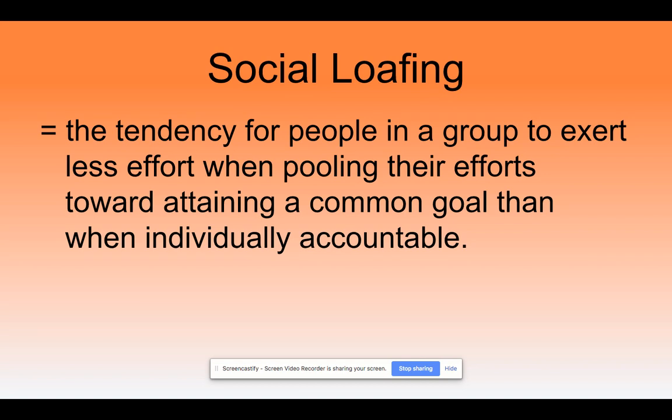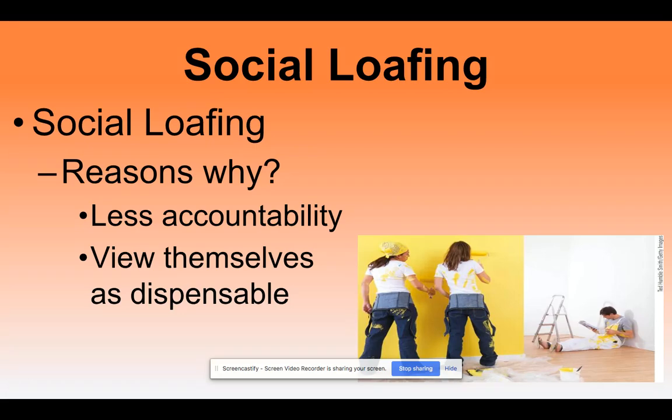We've all probably been sort of the victim of social loafing, where we have to pick up the slack for people who aren't participating. And at some point, I'm sure that we've all been social loafers where we don't do our fair share for whatever reason. So what are the reasons behind social loafing?